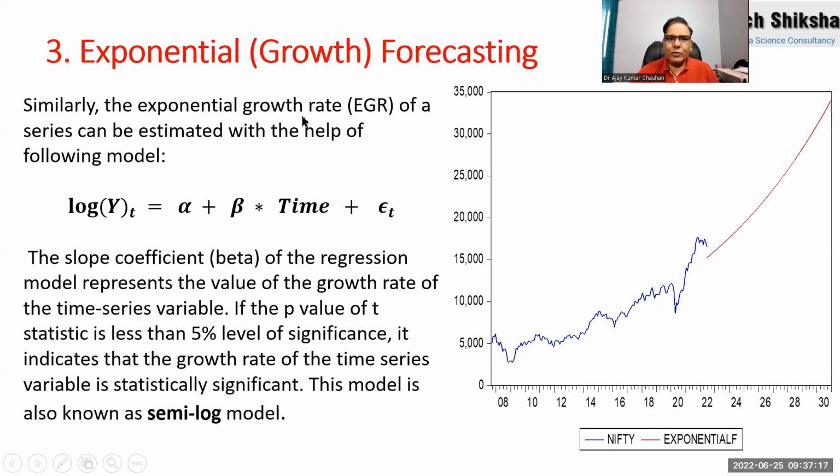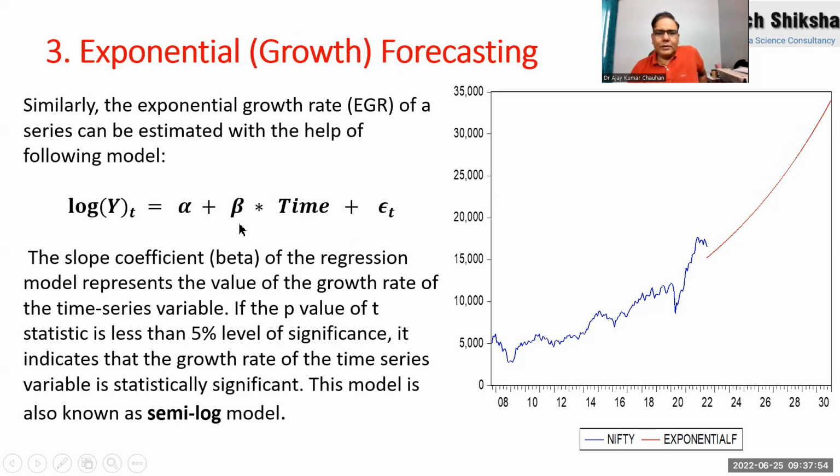The third forecasting we will do is exponential growth forecasting. In exponential growth forecasting, we will take the log of y, alpha plus beta into time, everything is same as in trend equation. The only thing is that we apply the log of dependent variable. Log of dependent variable is known as semi-log model because we are taking the log for dependent variable and not log in right hand side. In this equation, beta will represent the growth rate.